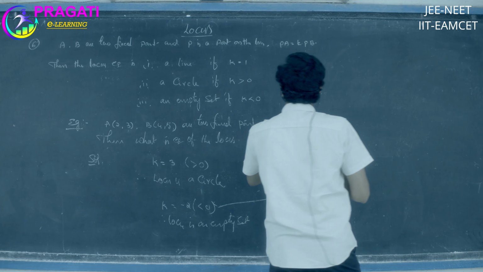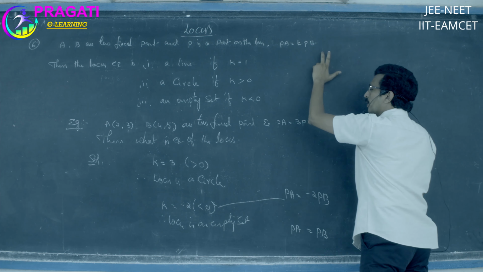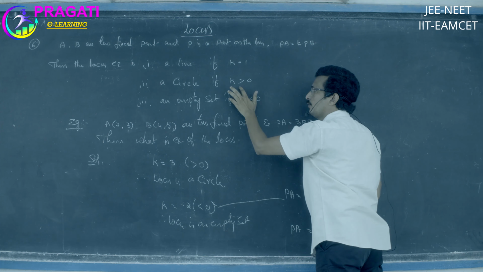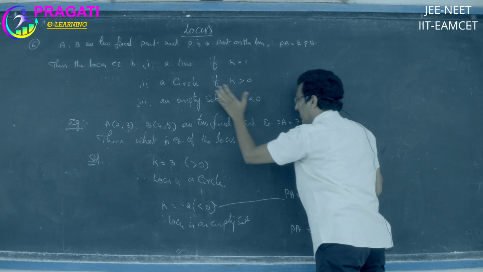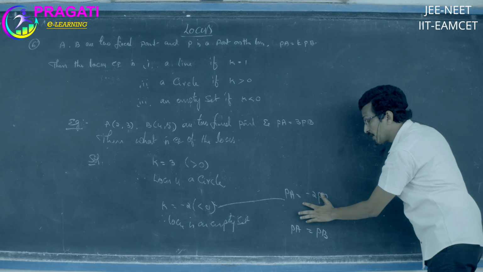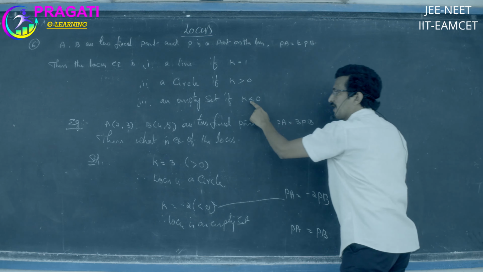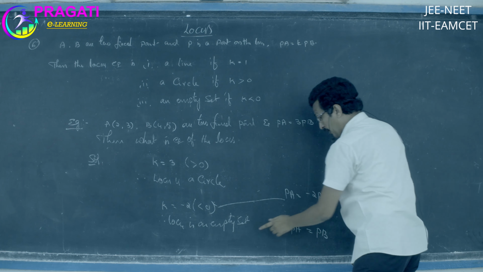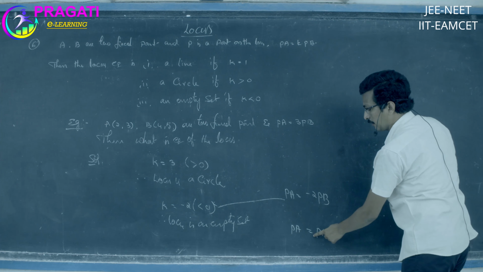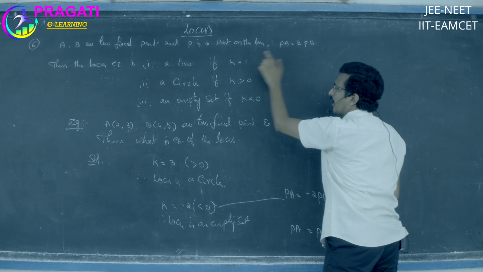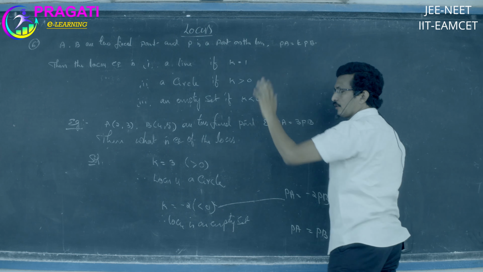Here it is comparing with PA is equal to K into PB. Here K is equal to 3. K equal to 3 means it is positive. Then it represents a circle. Here PA is equal to minus 2PB. If K equal to minus 2, then it is K less than 0. Then it is an empty set. If K is equal to 1, then PA is equal to PB. That means it is a line if K is equal to 1.